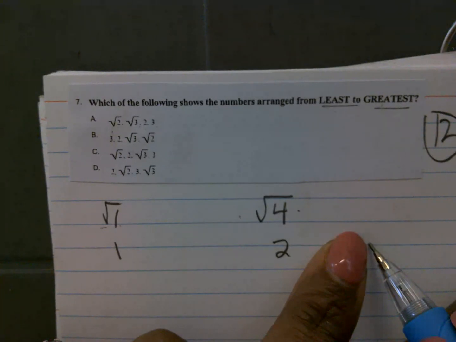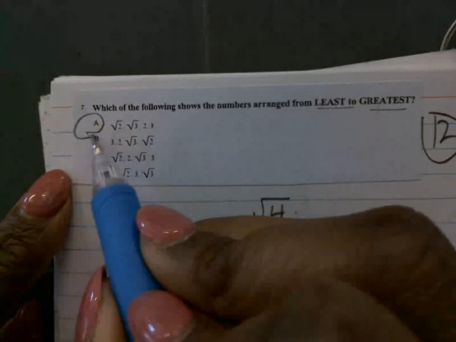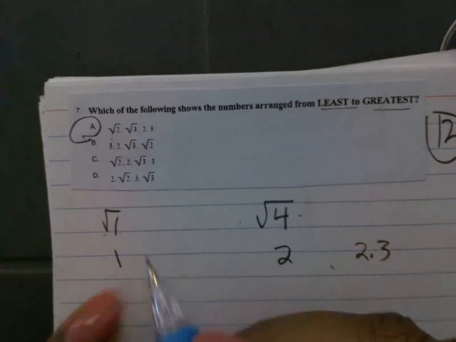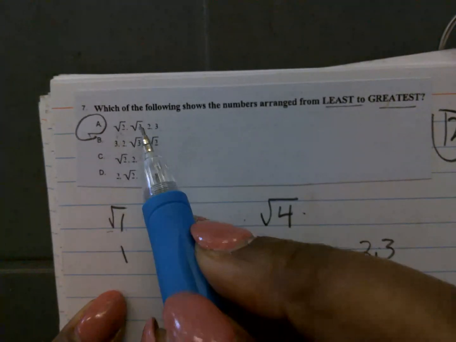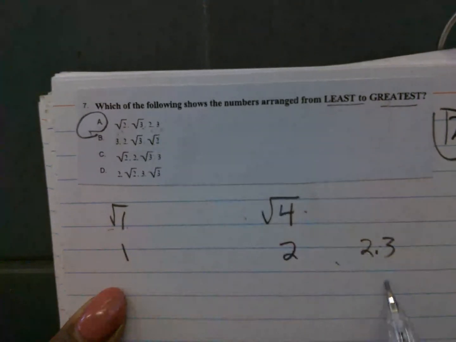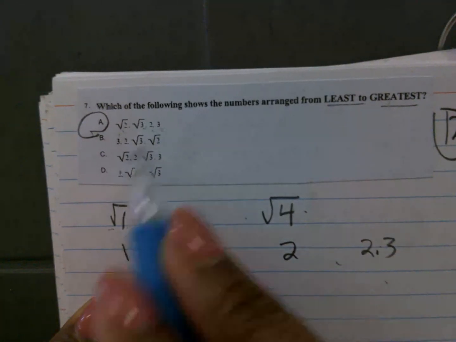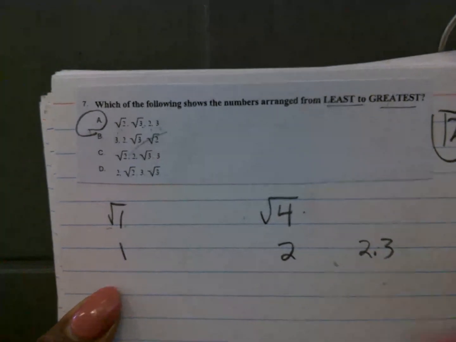Do you understand that? 2 and 3/10 will be outside here. So the square root of 3 falls in between here. The square root of 2 falls in between here. So the square root of 2 is first, then the square root of 3, and then lastly, 2 and 3/10 is bigger than them both. So our answer here is going to be B.